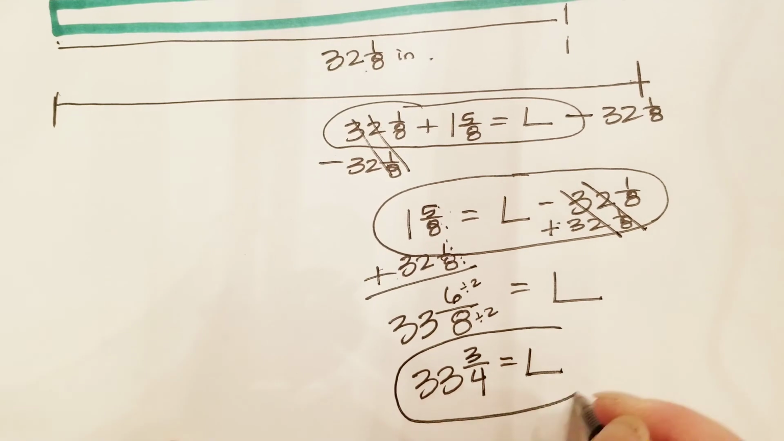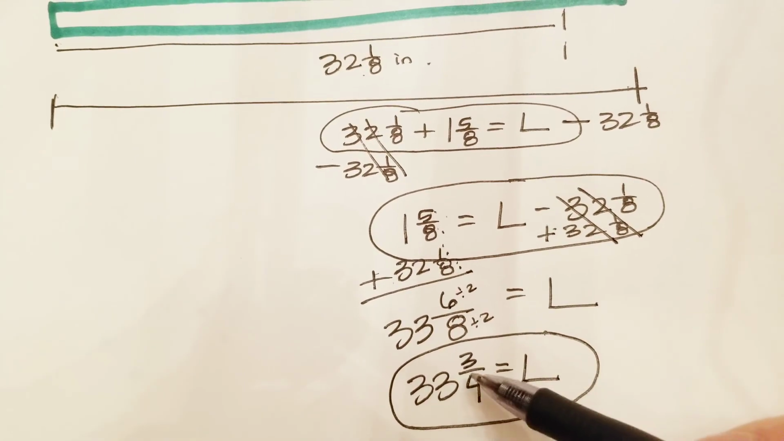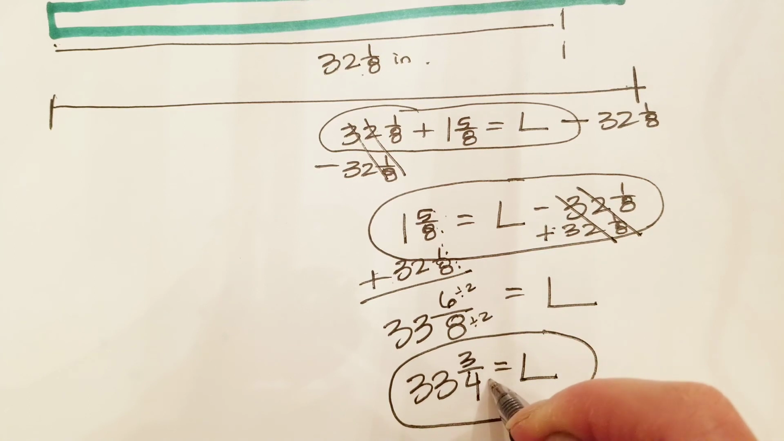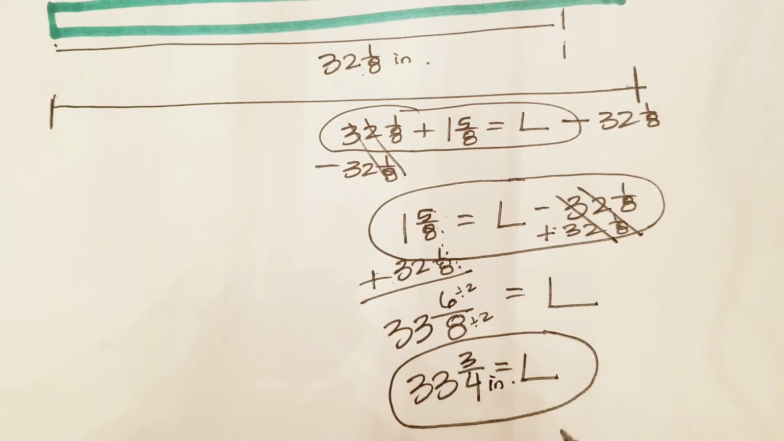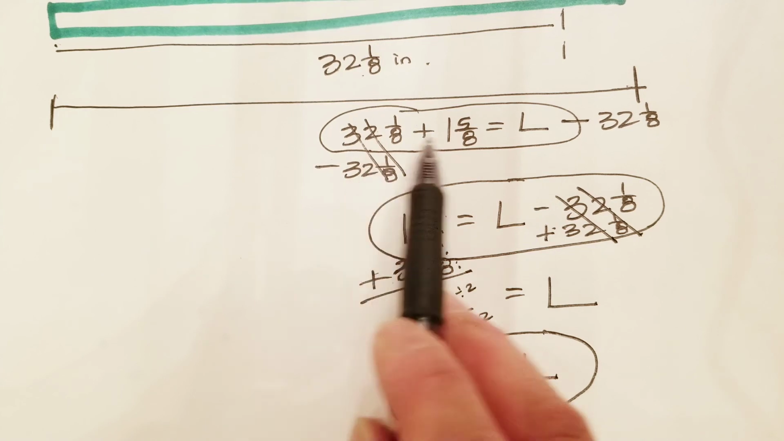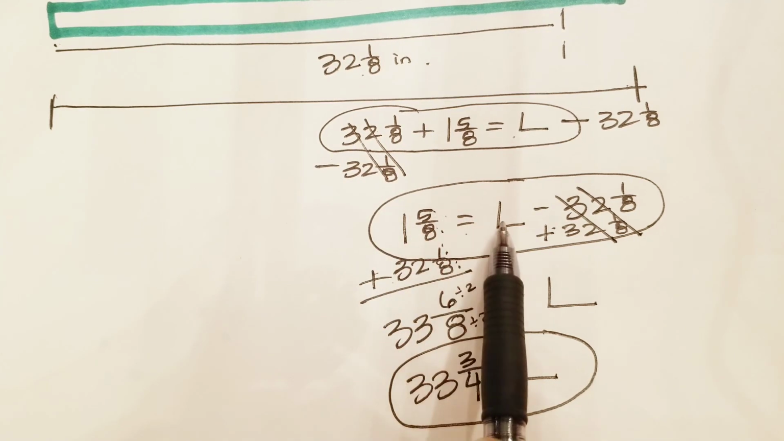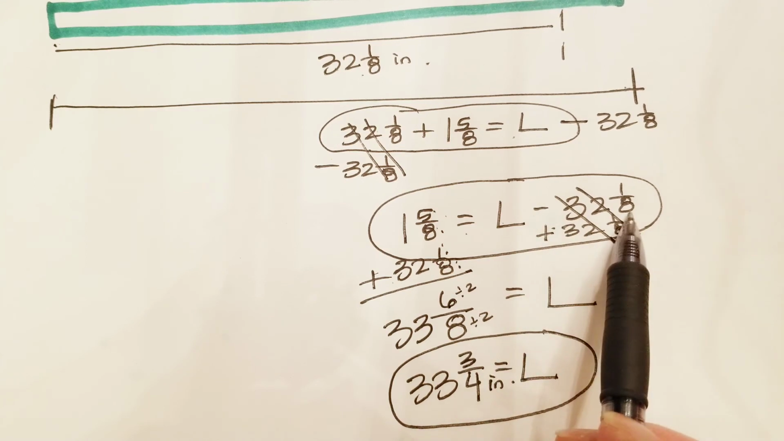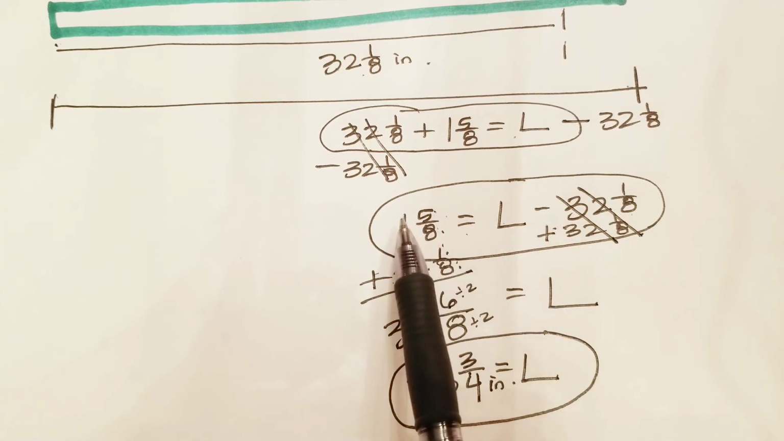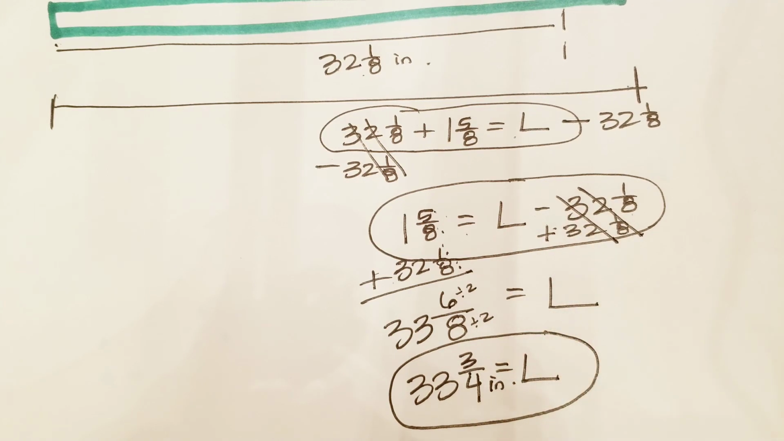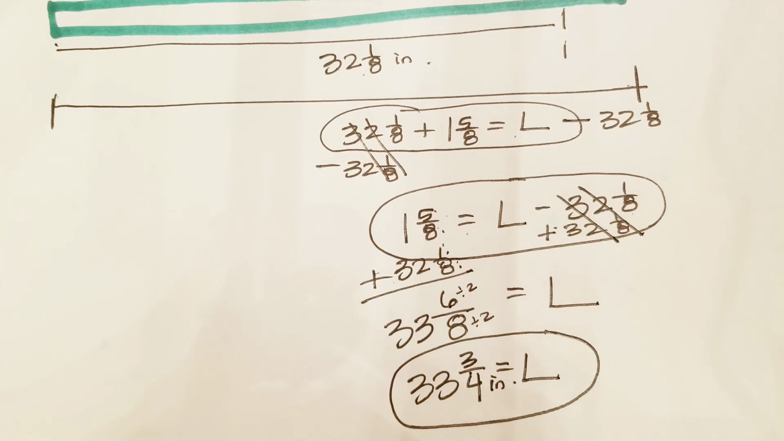So for number 5, you need two answers. You need the length, I think it's what, inches? Yeah, 33 3/4 inches, and you need one of these equations. 1 5/8 equals L minus 32 1/8, before I got it all messy there. So 1 5/8 equals L minus 32 1/8 as your equation. Everybody understand that one?